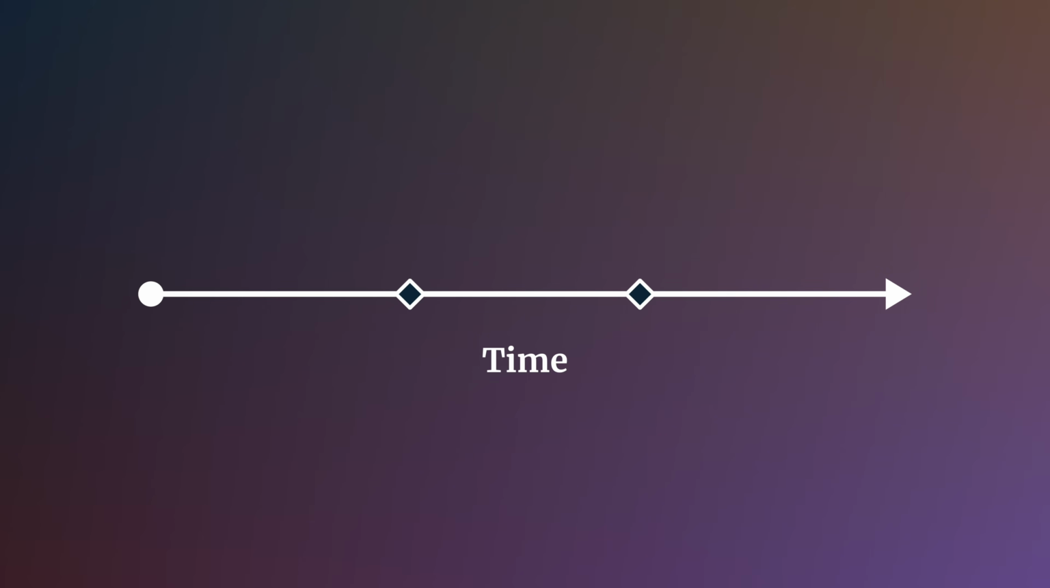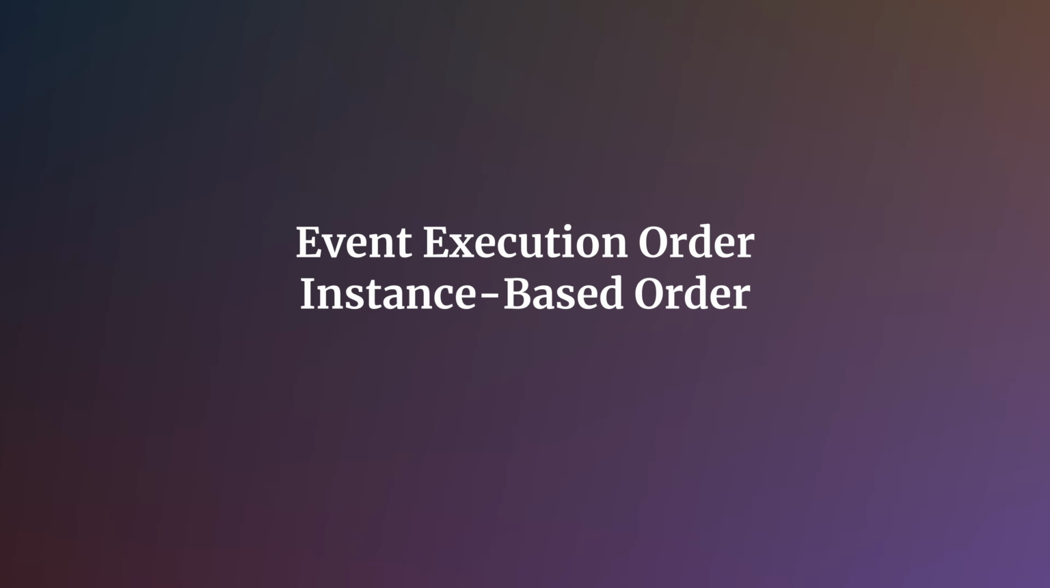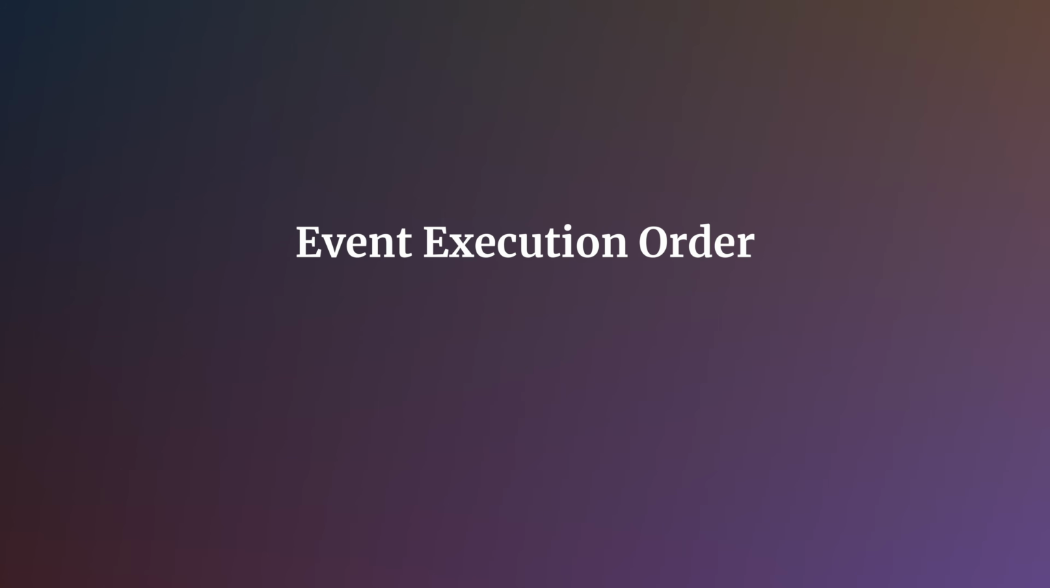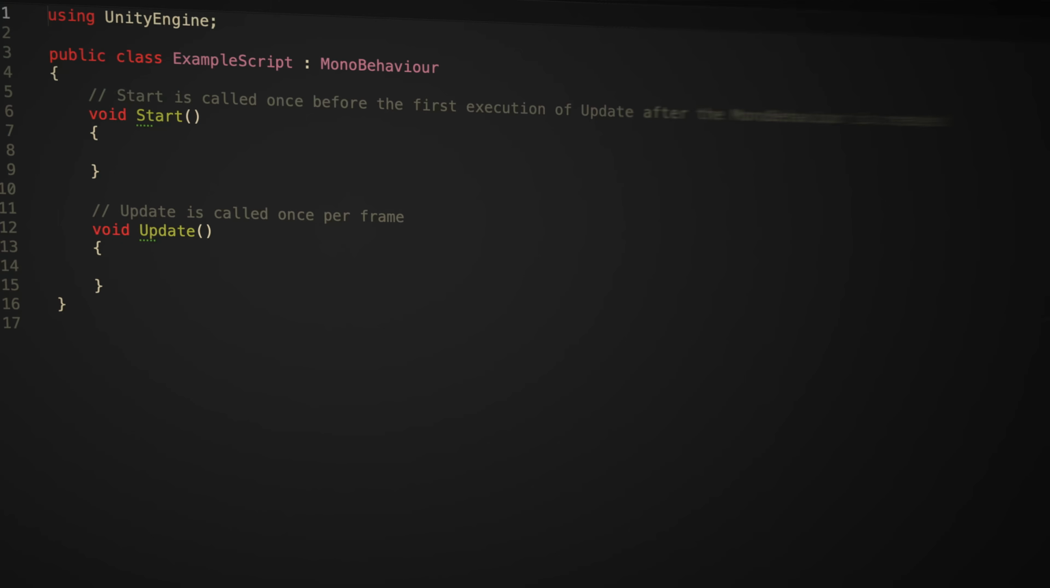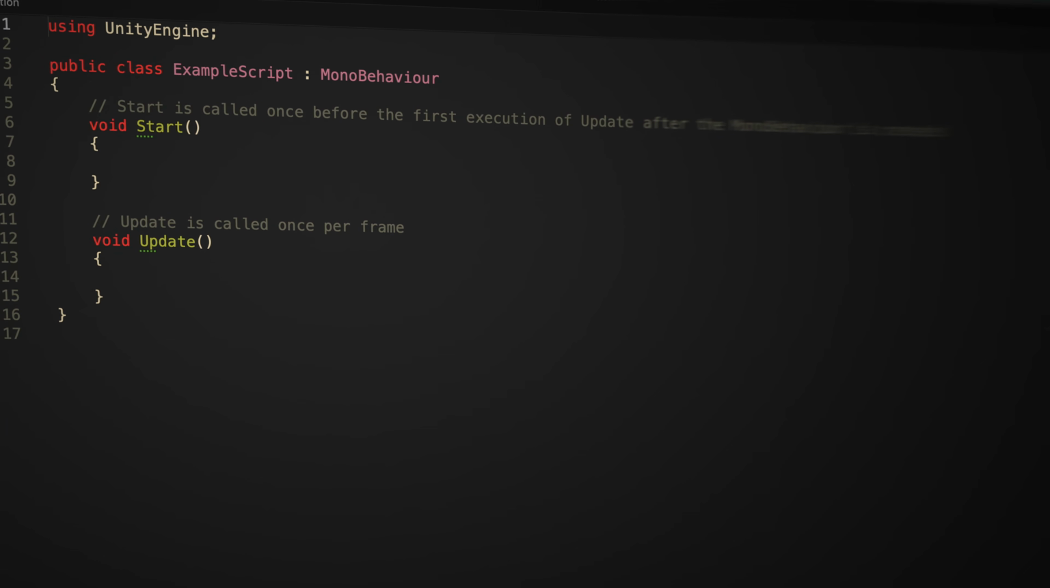But what comes first? The logical order of events in your game is determined by three main factors: Unity's event execution order, instance-based ordering, and function-based chains of execution. Event execution order refers to the built-in methods that are triggered by Unity on MonoBehaviour objects such as Start, Update, FixedUpdate, and collision functions.